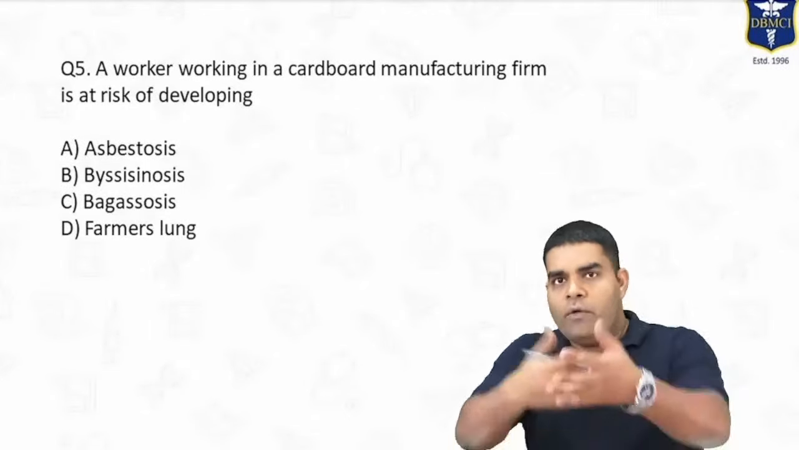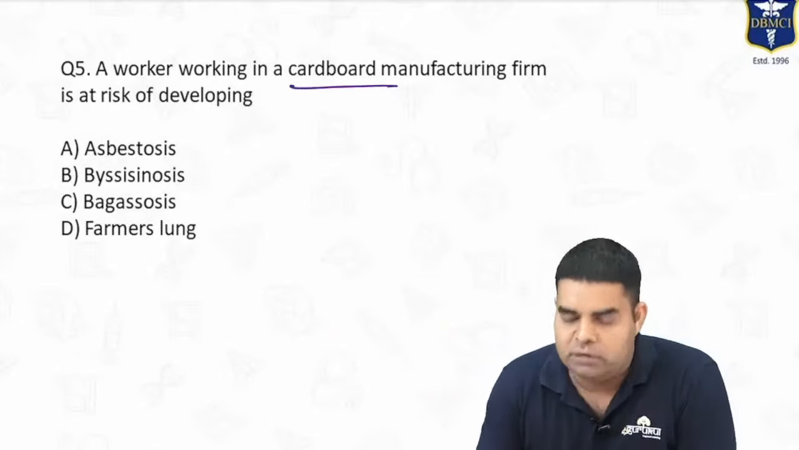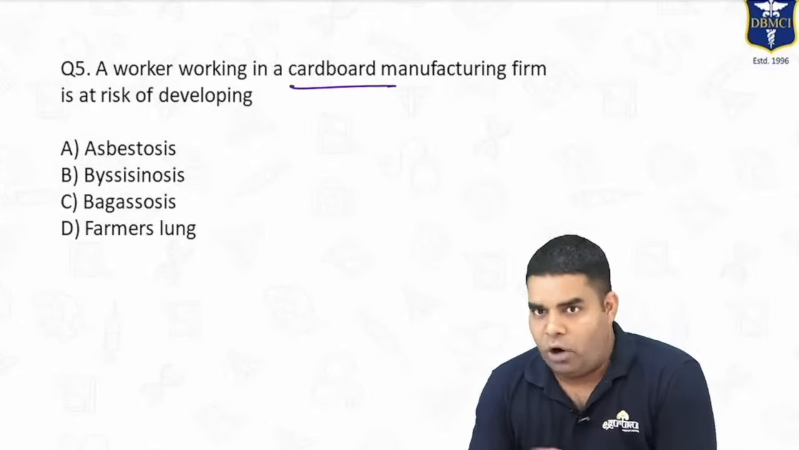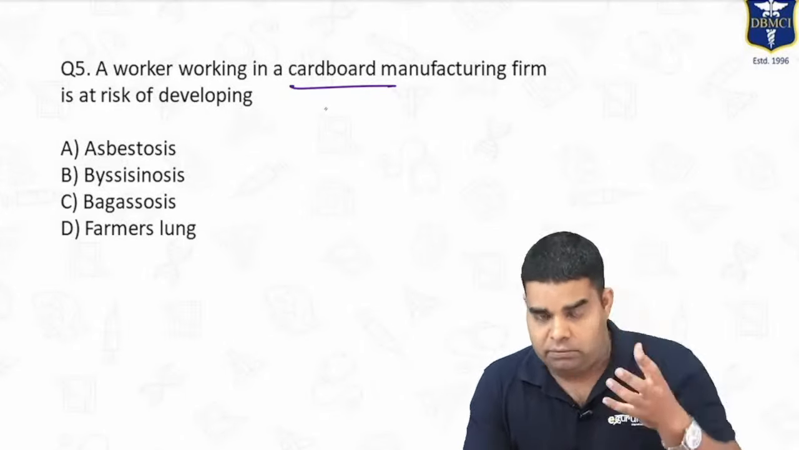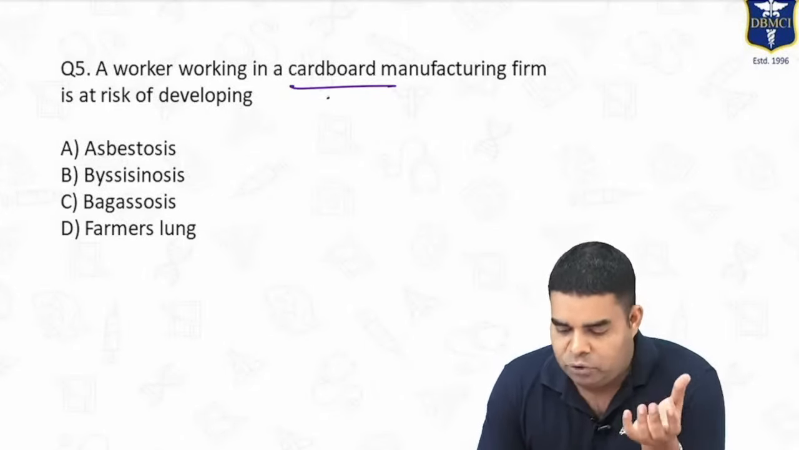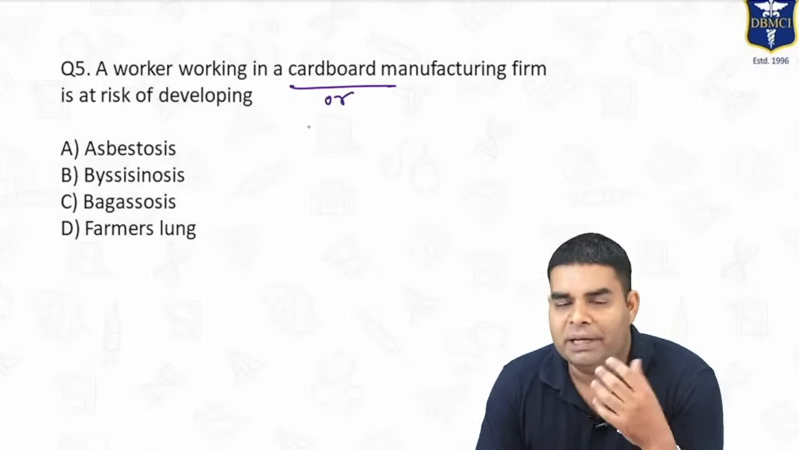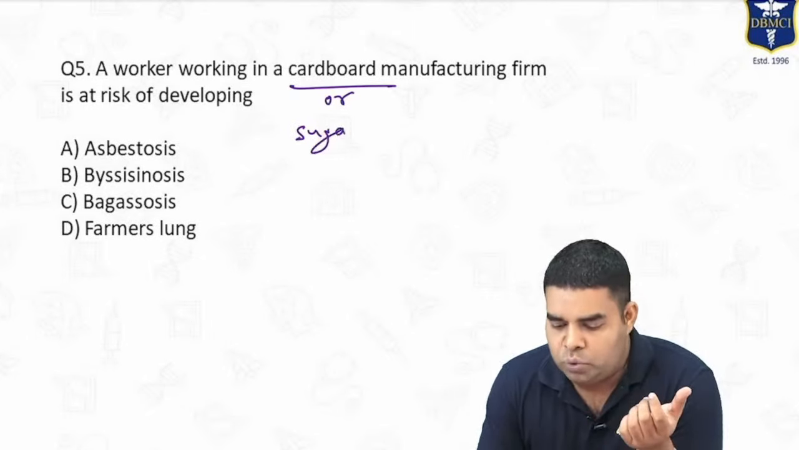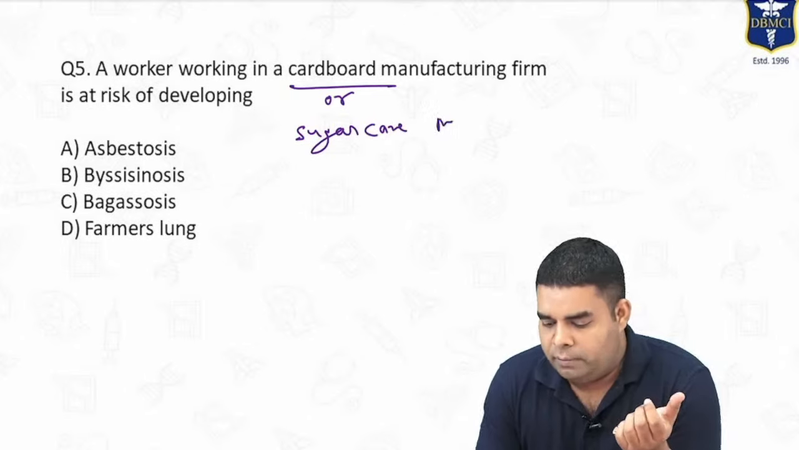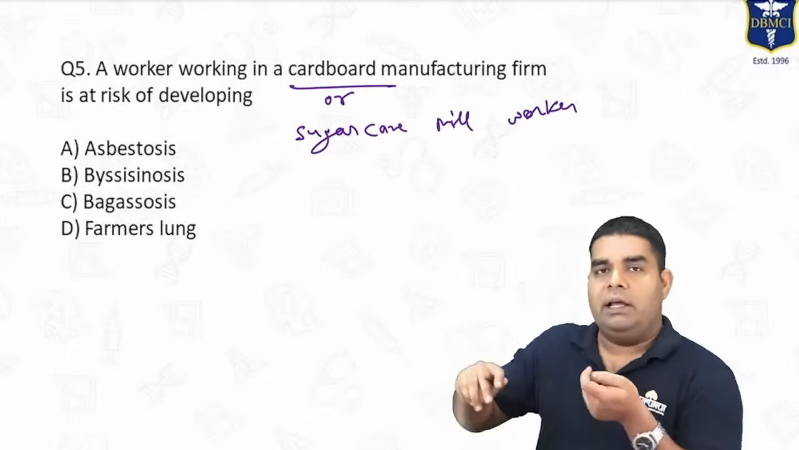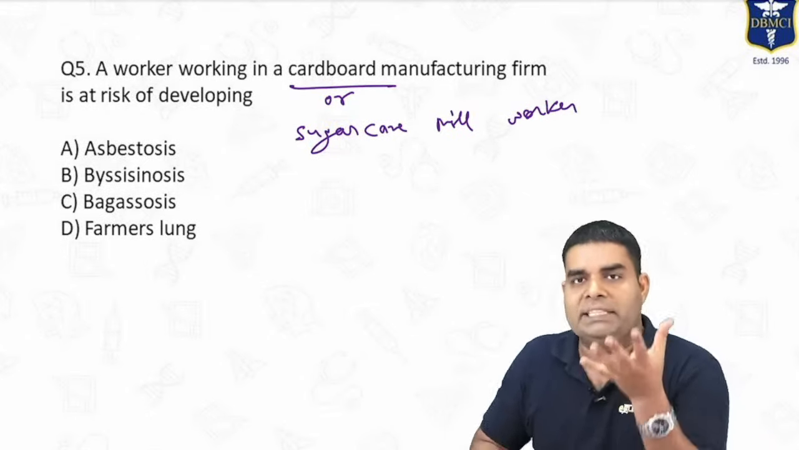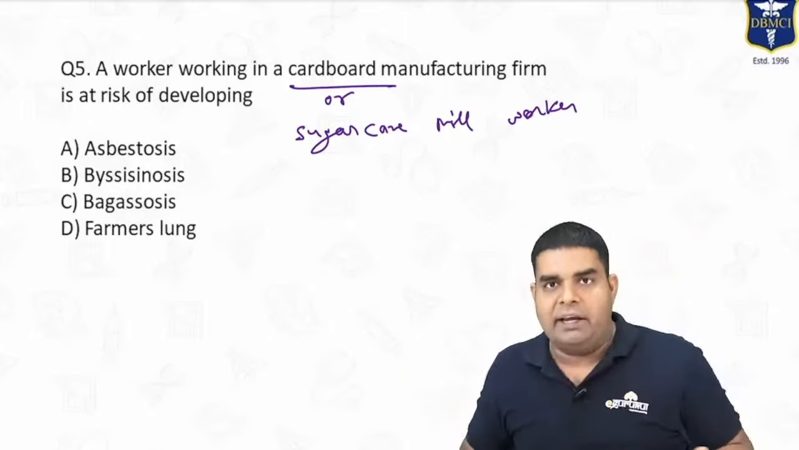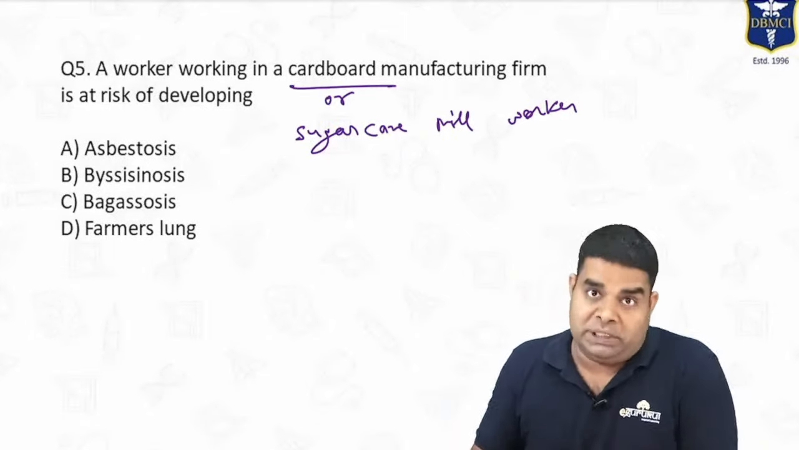So, no one among us has read about a cardboard factory. It is not taught by any teacher in any notes. But we have to apply our common knowledge and think that a cardboard manufacturing firm is almost similar to a sugarcane mill worker, because when sugarcane mill workers work, due to the release of thermoactinomycetes fungus in the air, it causes bagassosis.